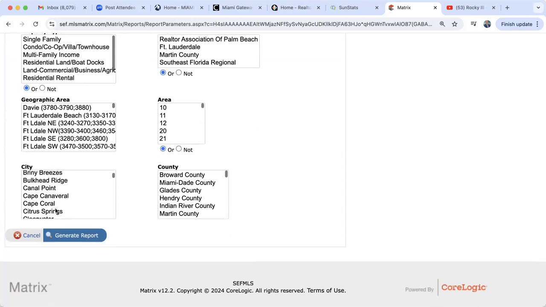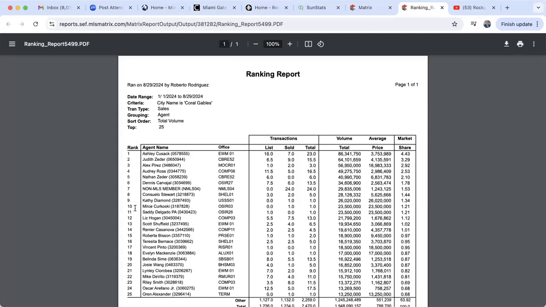Let's say agents in Coral Gables. Who are the top selling agents, the top 25 selling agents in Coral Gables? And it's going to go ahead and give you the results, the number of transactions, the dollar volume, and the market share. So you guys can run your own reports for your own cities, see who the top agents are in that city, see who the top offices are in that city.